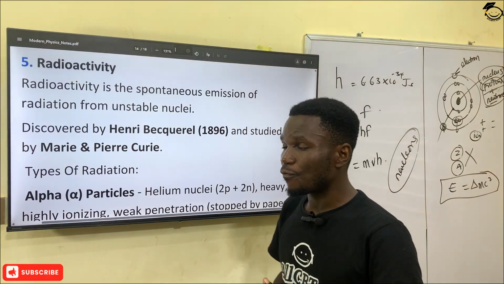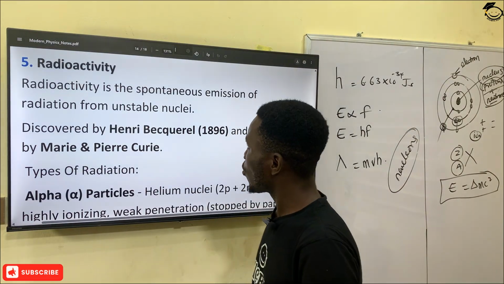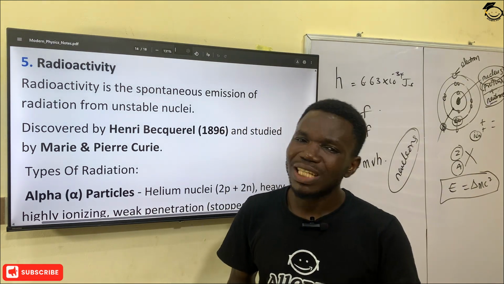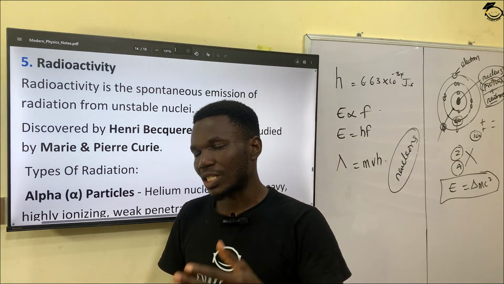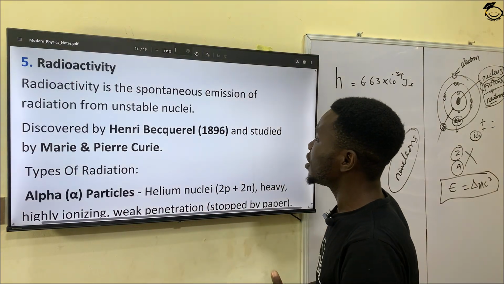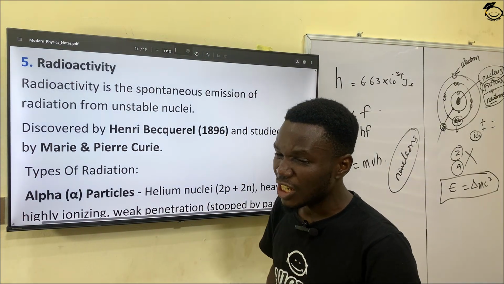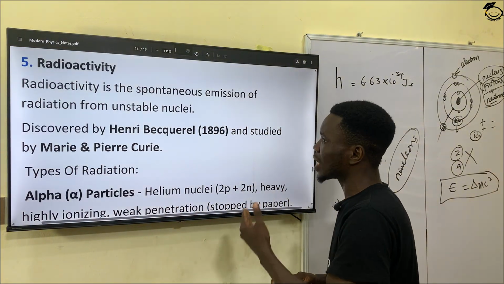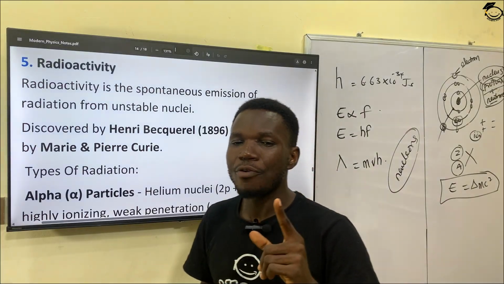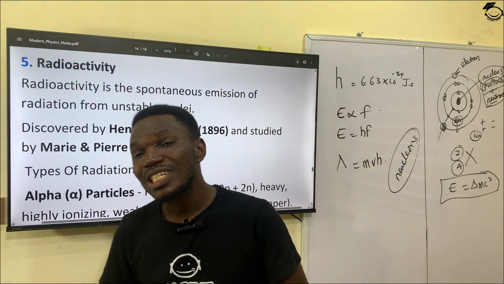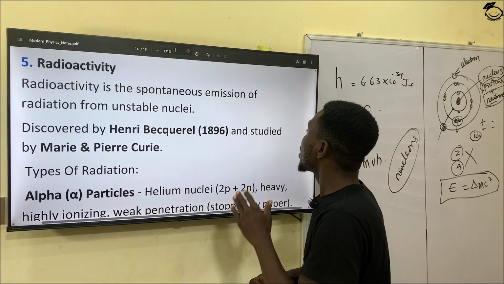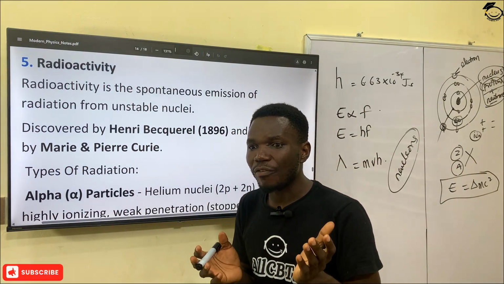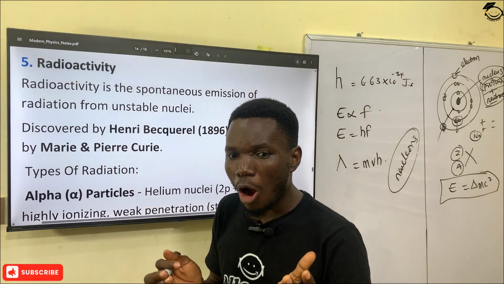Moving on from there, that takes us to the fifth aspect, which is radioactivity. Now, radioactivity is just like a subtopic under nuclear physics. Radioactivity is the spontaneous emission of radiation from unstable atoms or unstable nuclei. And this was discovered by Henri Becquerel, a French scientist, who first discovered this when he was observing what we call pitchblende.